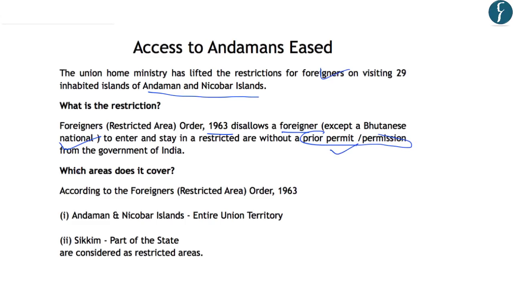Now, which all areas are covered by this order? So this order covers the Andaman-Nicobar Islands, the entire Union Territory, and some parts of the Sikkim state. So both these areas are considered as restricted areas according to the Foreigners Order 1963.